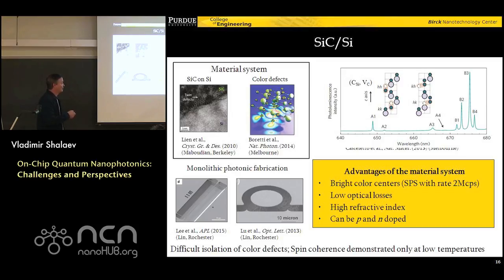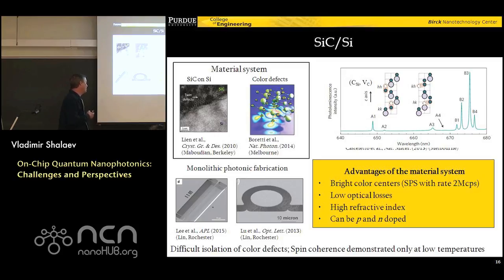like making this type of structure, a waveguide combined with a resonator, and it's all on this monolithic silicon carbide structure. It's important that you could have these bright color centers, basically a single photon source, which generate single photons at a pretty high rate, 2 million counts per second. Color centers in this case would be silicon or carbon vacancies. So this results in rather bright single photon sources, with 2 million counts per second. It's a good source of single photons.